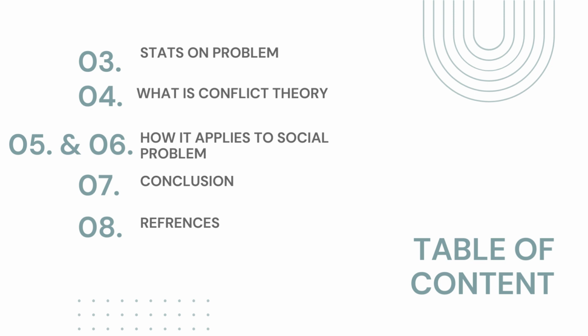I will start off on slides 3 and 4 with the stats on the problem and what conflict theory is. On slides 5 and 6, I will be explaining how conflict theory applies to my social problem, and then my conclusion and references are on the last two slides.